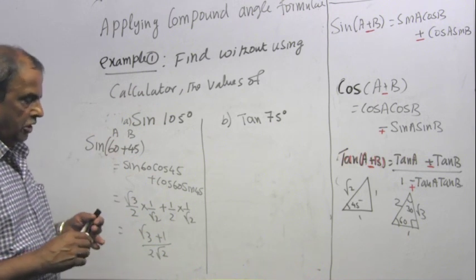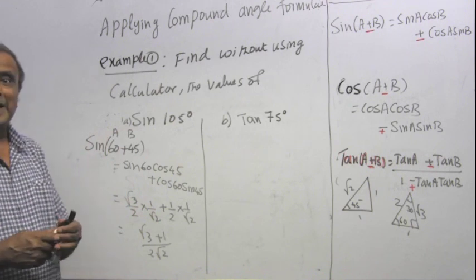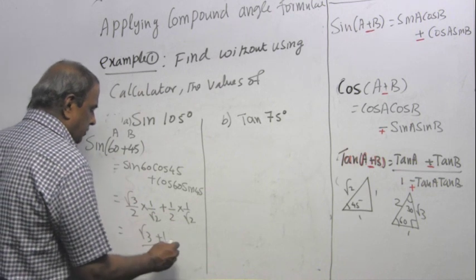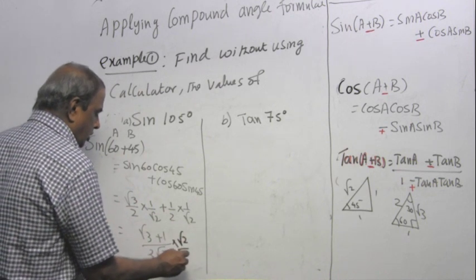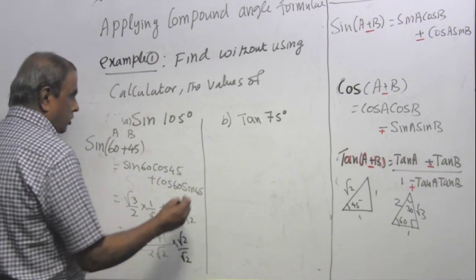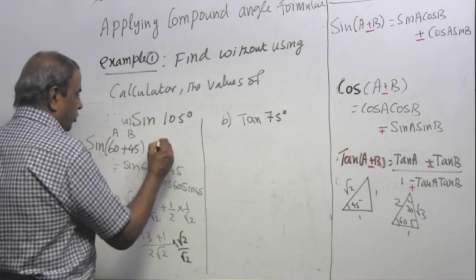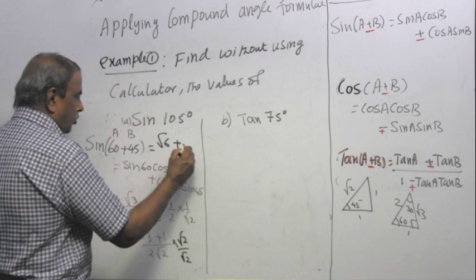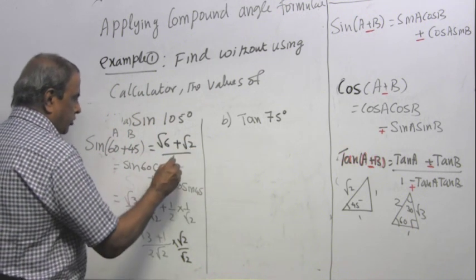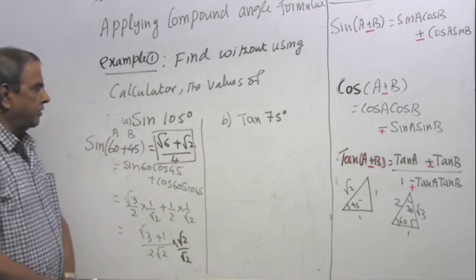Somewhere you have learned you cannot leave an answer like this. The denominator has a root 2, so you're expected to rationalize it. I just want to get rid of the root 2, so multiply by root 2 over root 2. Root 3 times root 2 is root 6. 1 times root 2 is root 2, divided by root 2 times root 2 is 2, and 2 times 2 is 4. So that is how you find the answer for sine of 105.